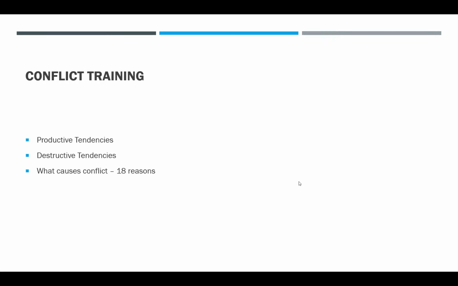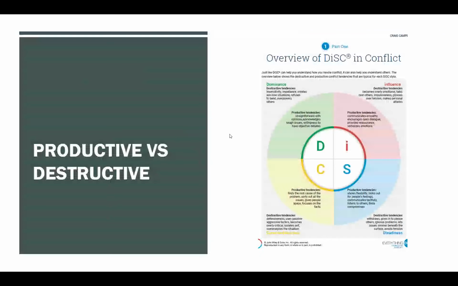So, conflict training. When you talk about conflict, people always think of destructive conflict. They don't look at the productive side of things. Anyone that's worked with me before will be aware that I work with DISC profiling. I think it's so powerful, it's untrue. So what I'm going to do is talk through some productive traits that these I's, S's and C's will have, and then I'll talk through the destructive tendencies that they have as well.